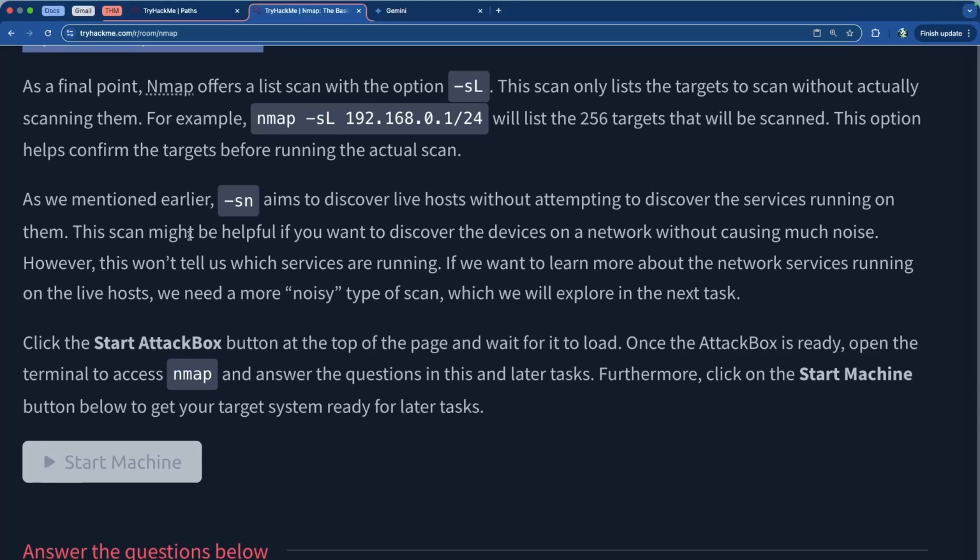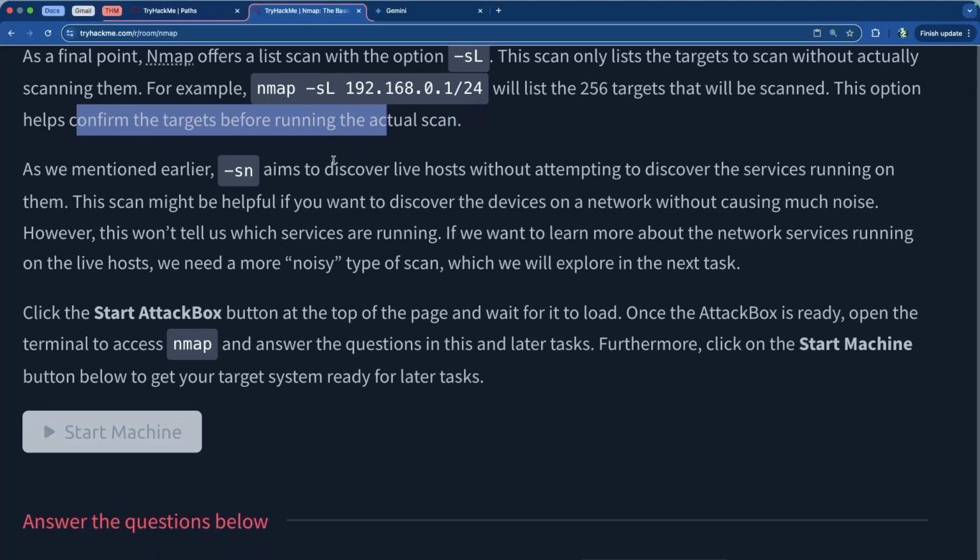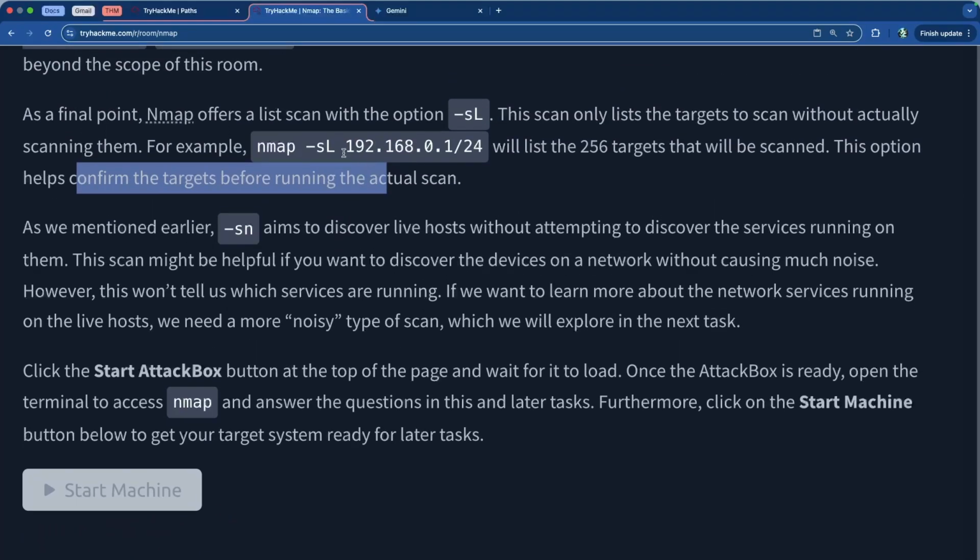So as a final point, Nmap offers a list scan with the -sL option, s lowercase, L capital, and this scan only lists the targets to scan without actually scanning them. For example, -sL with a range will list 256 targets that will be scanned. This option helps confirm the targets before running the actual scan. So this is not going to run the scan. It's just going to list what potentially can be scanned.